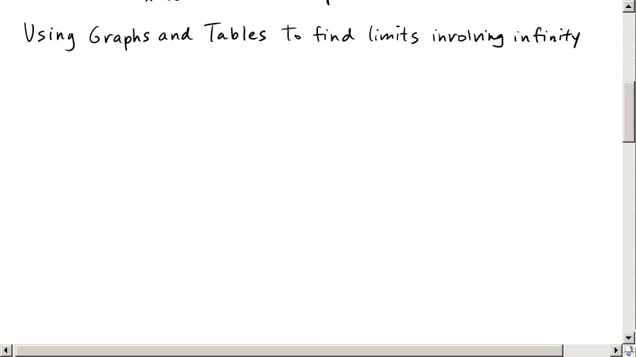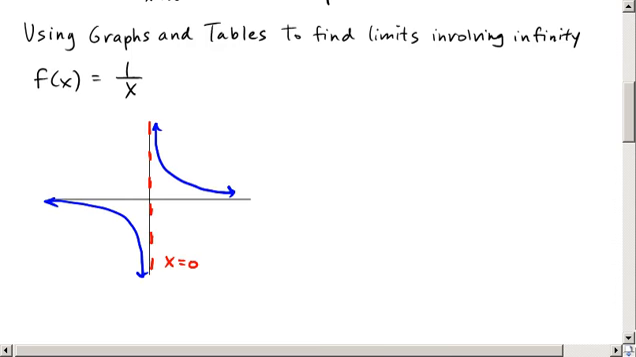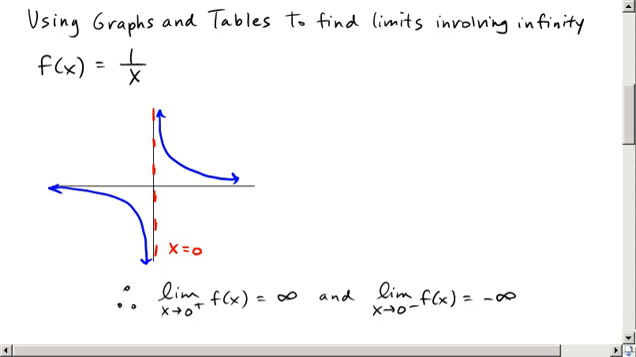So suppose we want to find these limits involving infinity and we have a graphing calculator available to us. Let's take a simple function with a vertical asymptote like 1 over x. Because f of x equals 1 over x is one of those functions that you really should know before coming into the course, you ought to be able to sketch its graph. It looks like this.